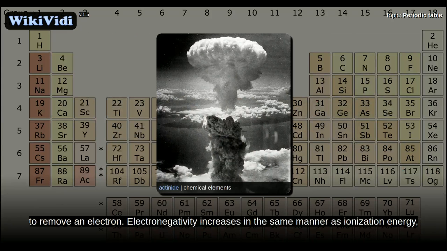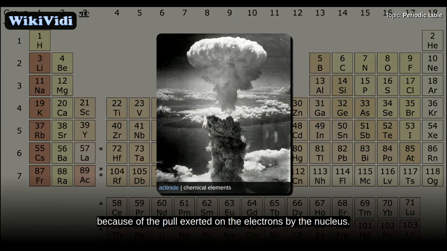Electronegativity increases in the same manner as ionization energy, because of the pull exerted on the electrons by the nucleus. Electron affinity also shows a slight trend across a period. Metals generally have a lower electron affinity than nonmetals, with the exception of the noble gases.